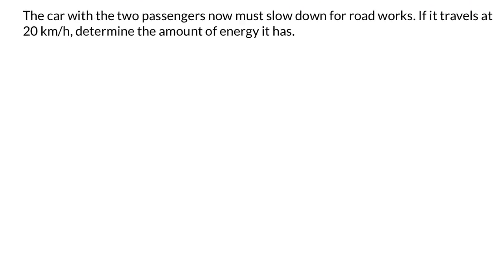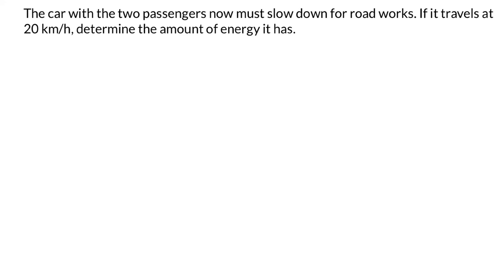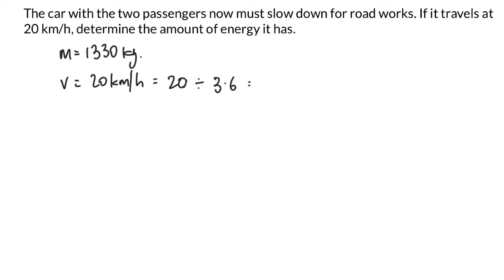So, next question, right? The car with the 2 passengers now must slow down for roadworks. If it travels at 20 kilometers per hour, determine the amount of energy it has. So, again, car with 2 people, so the mass is 1,300 kilograms. The speed at which they're traveling at is 20 kilometers per hour, but we need this in meters per second. So that equals 20 divided by 3.6, because to convert this into meters per second, you divide by 3.6, and that gets you 5.56 meters per second, right?